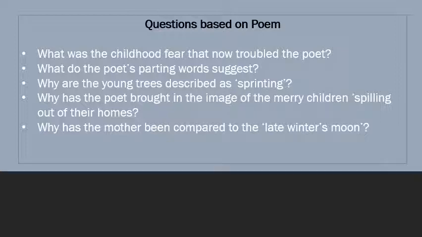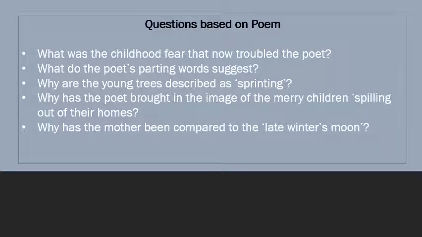And these words suggest that although she was having an immense amount of pain seeing her mother old, and she was anticipating that she might not be able to see her again, she might die, she might be separated from her mother, but these words suggest that she said goodbye on a positive note. Why are the young trees described as sprinting? The trees never run. But here the poet used the word sprinting to show the energy associated with young age.